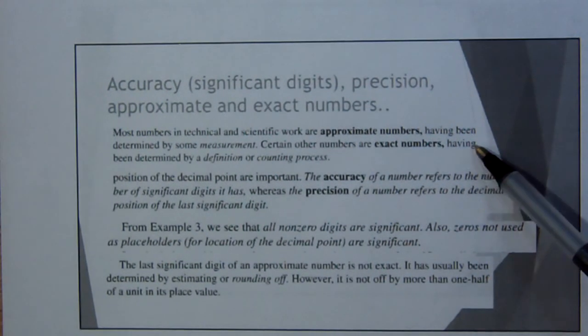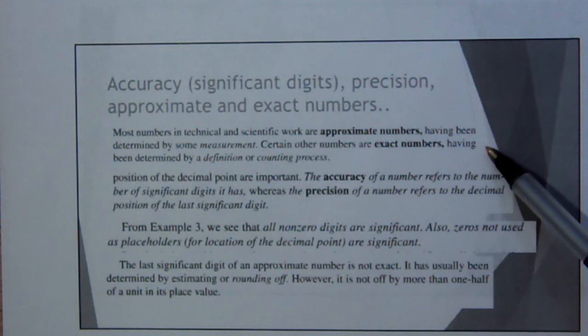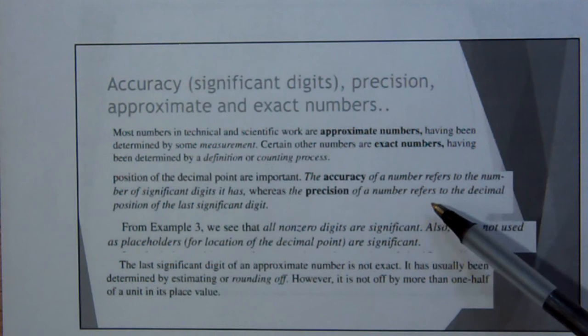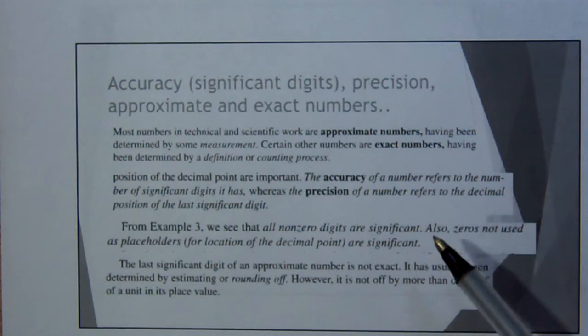Most numbers in technical and scientific work are approximate numbers, having been determined by some measurement. Certain other numbers are exact numbers, having been determined by a definition, or a counting process, or a mathematical process. The accuracy of a number refers to the number of significant digits it has. The precision of a number refers to the decimal position of the last significant digit.